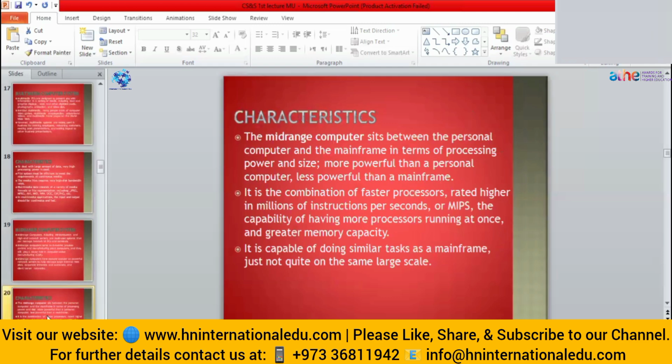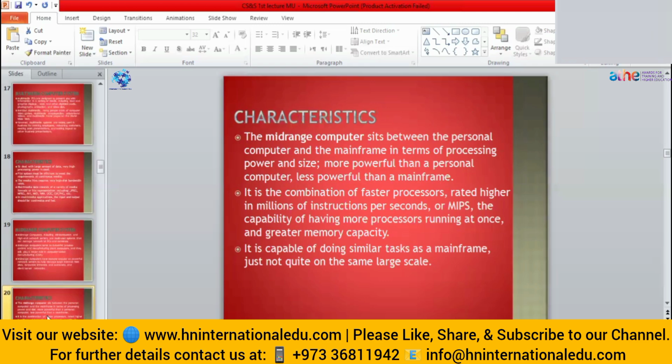systems. The mid-range computer sits between the personal computer and the mainframe in terms of processing power and size. As the name suggests, these are the mid-range. The higher range is the mainframe computer, and the lower range is the microcomputer. So they lie in between these two types. It is the combination of faster processors rated higher in millions of instructions per second, or MIPS, the capability of having more processors running at once, and greater memory capacity, because we need faster speed, so we have to manage these things.